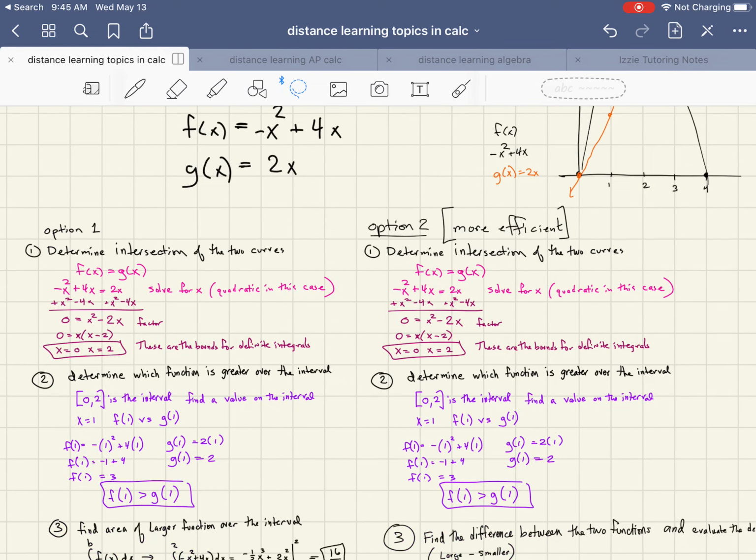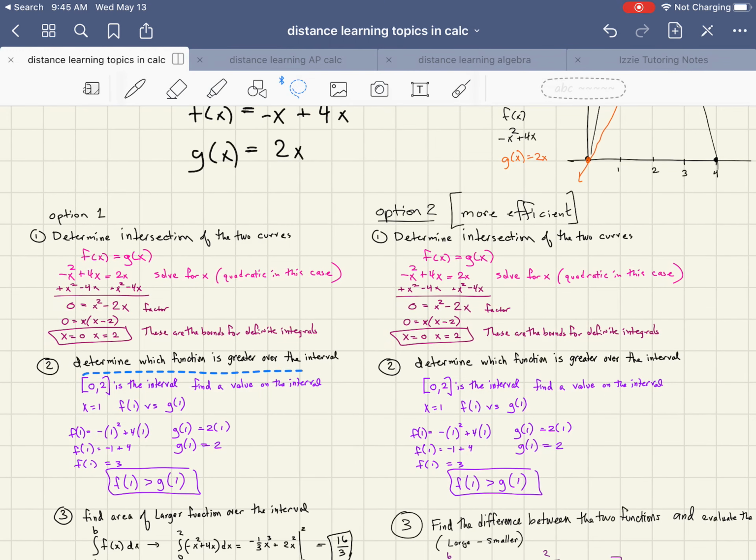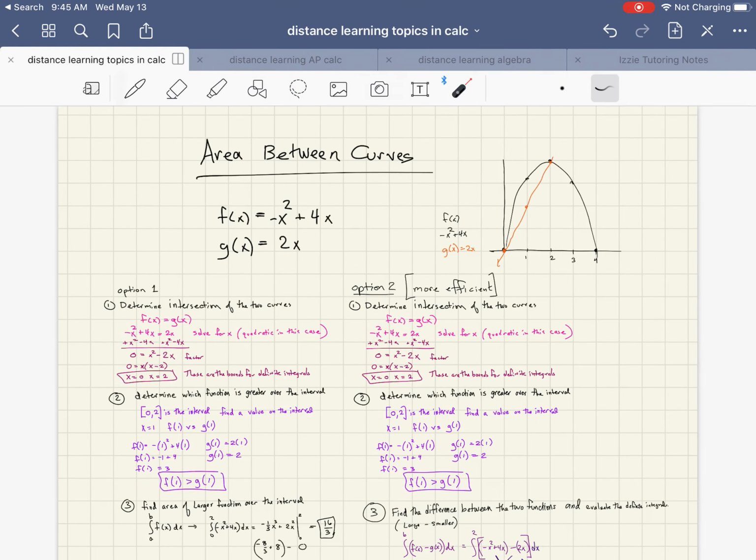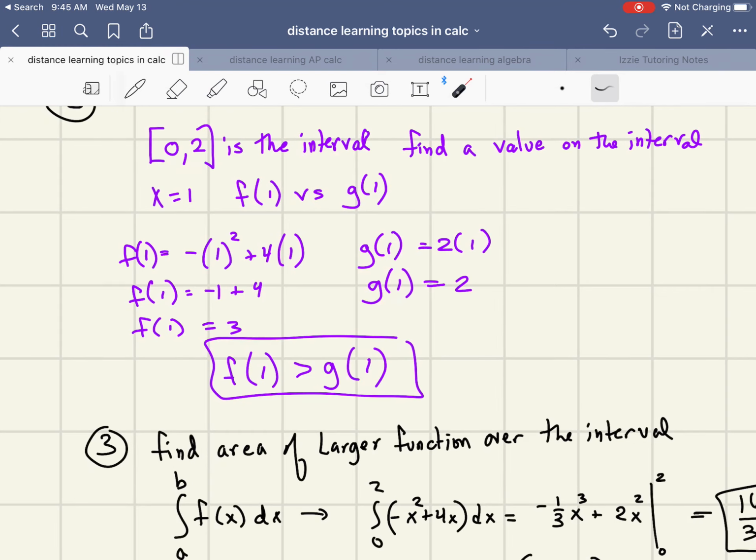All right, so now determine which function is greater over that interval. So from 0 to 2, we can look at the graph here and see that f is the higher function and g is the lesser function. Algebraically, I've picked a number on that interval, a nice number like 1, and we plug it in. Find f of 1, and we find out that is 3. Find g of 1, we find out that is 2.